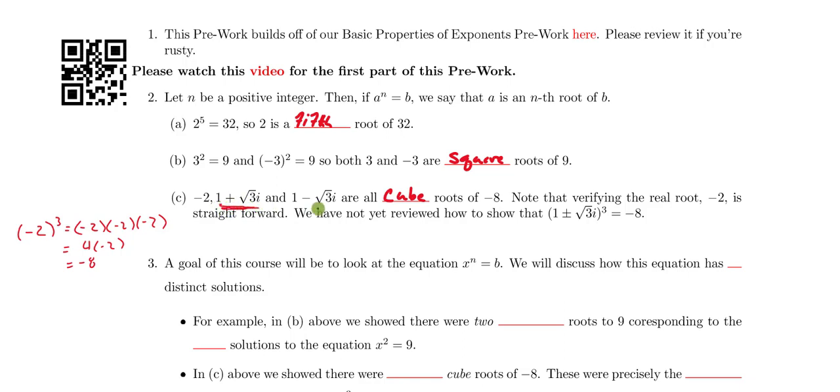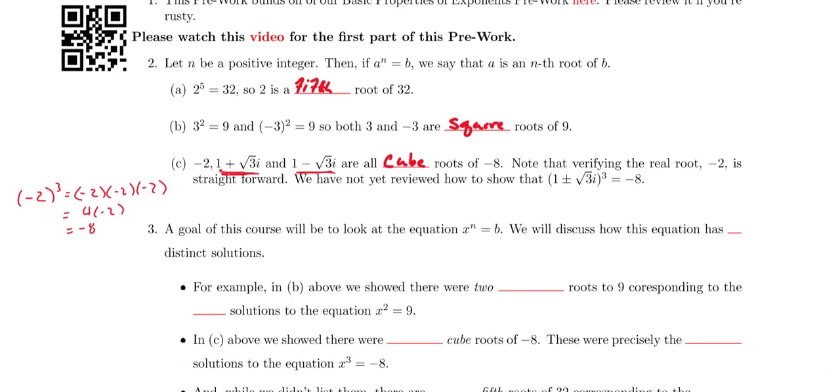Now, you might be surprised to see this, or maybe you knew this, but you could verify that if you took 1 plus the square root of 3i and cubed that number, or 1 minus the square root of 3i and cubed that number, you would indeed also get -8. So don't worry about that if you're not sure where those come from. We're going to explore that over the rest of the semester.